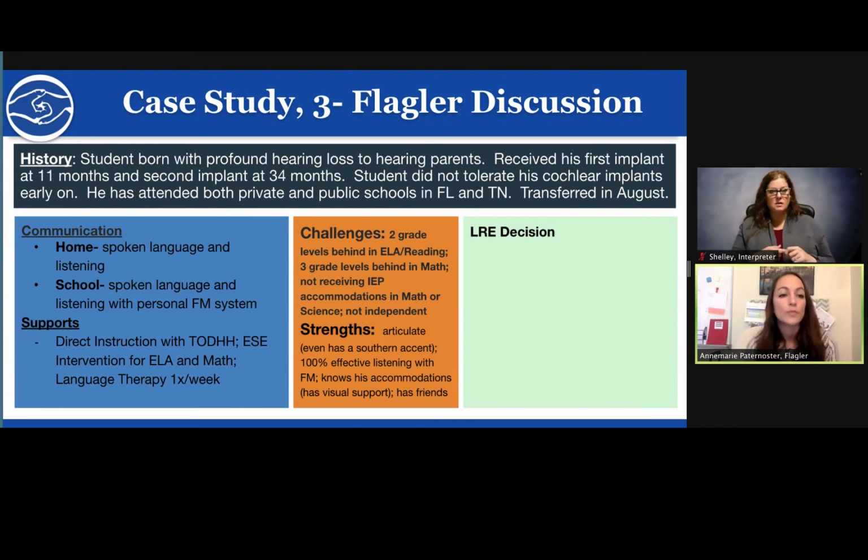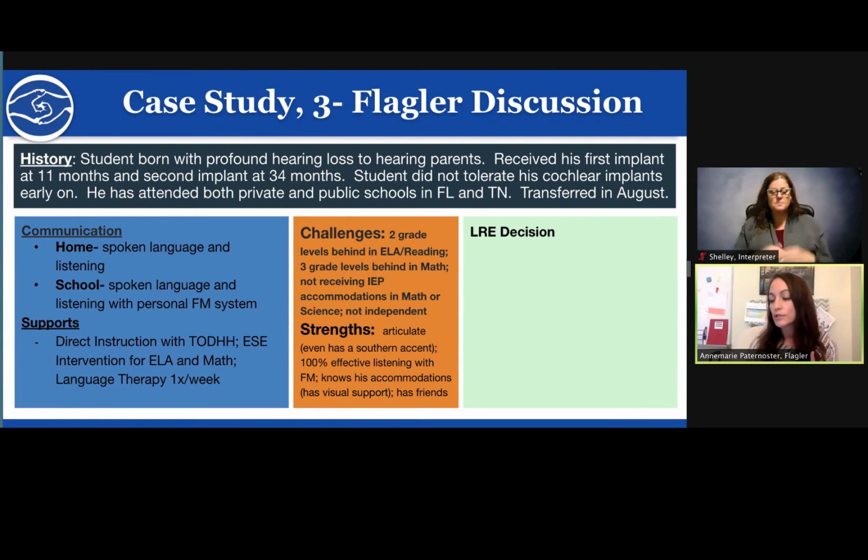He was born with a profound hearing loss. He was born to hearing parents and received his very first implant at 11 months of age. It was one that he didn't take to very well. Did get a second implant at 34 months of age. And again, he was not a consistent wearer. So I think a lot of language development was lost during the time that he just wasn't tolerating the implants.